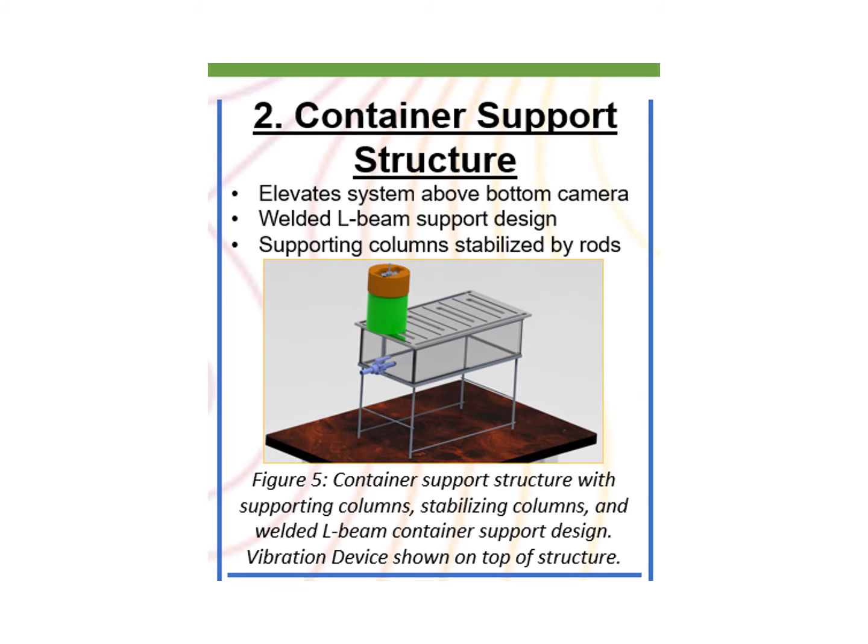The container support structure consists of 4 welded L-beams preventing the platform from collapsing. The columns are included to raise the platform 30 centimeters high for the Raspberry Pi camera. The Euler buckling formula was used for a proper column design.